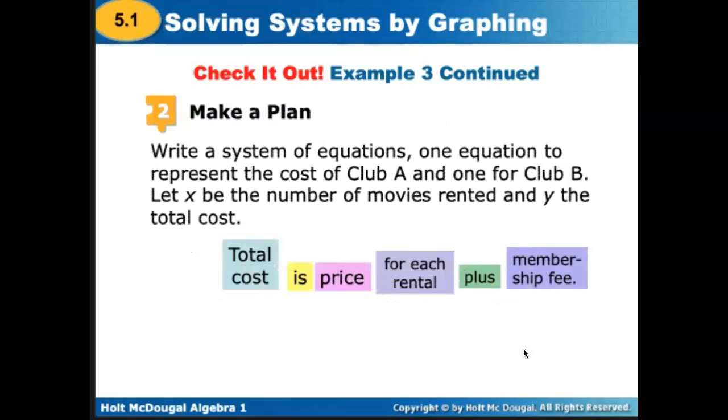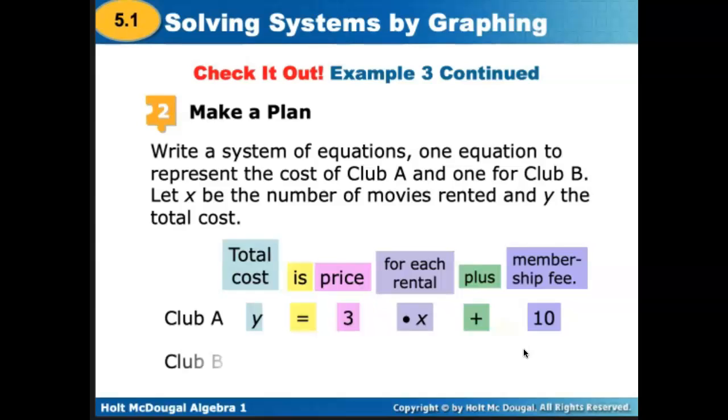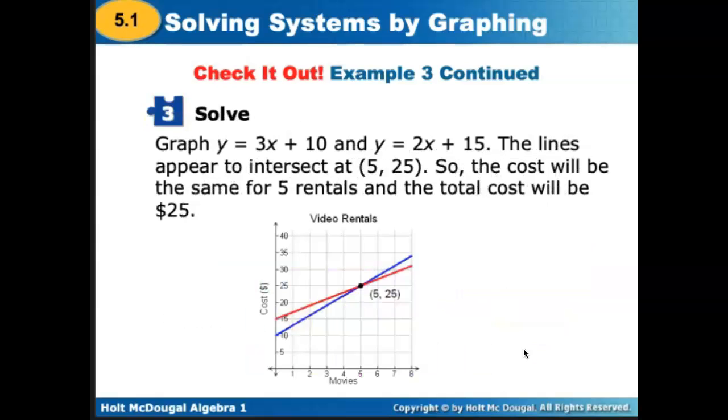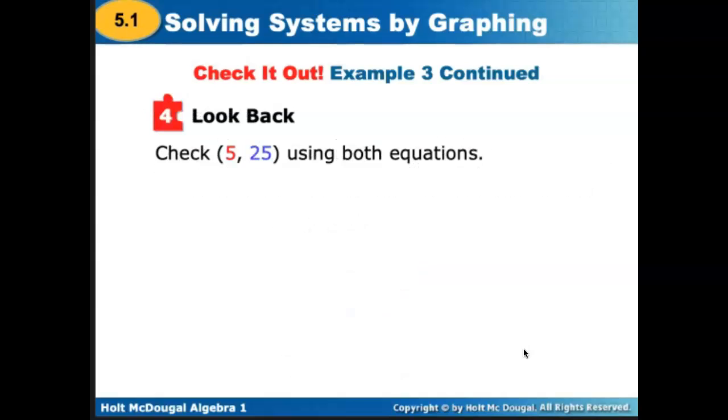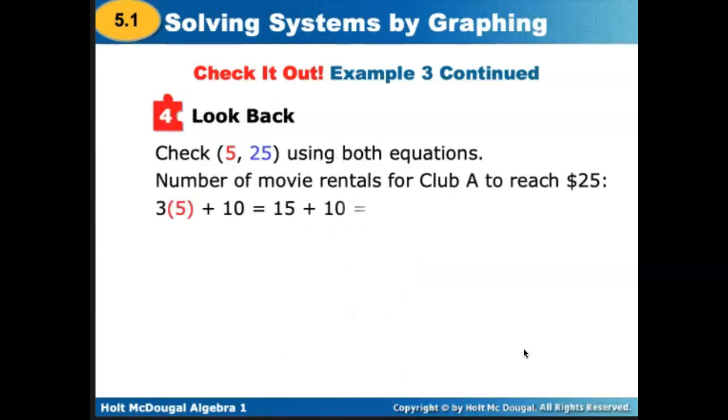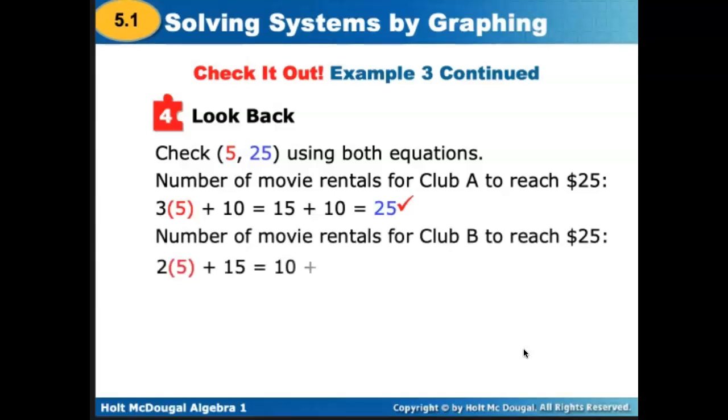So we need to write our system of equations. The total cost is the price times how many rentals, so x is going to be how many rentals, plus the membership fee, which is the first thing we pay. So we have our two equations. Then we graph them, and it looks like it intersects at (5, 25). So the cost will be the same for 5 rentals, and the total cost will be $25. So we can put that back into our two equations and make sure that we did get the right intersection, and we did.